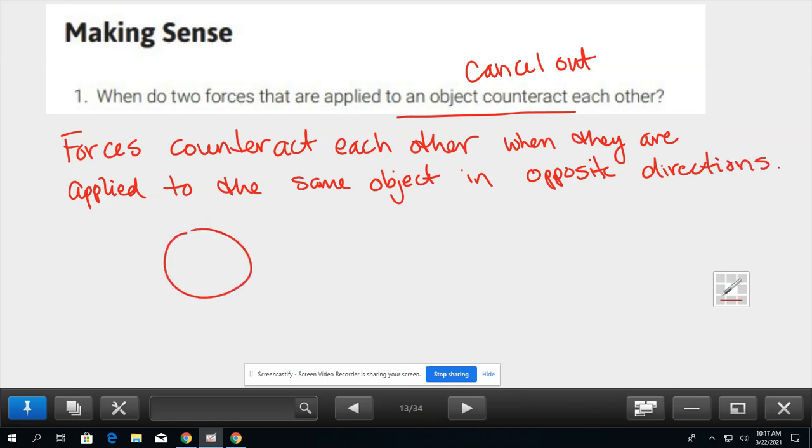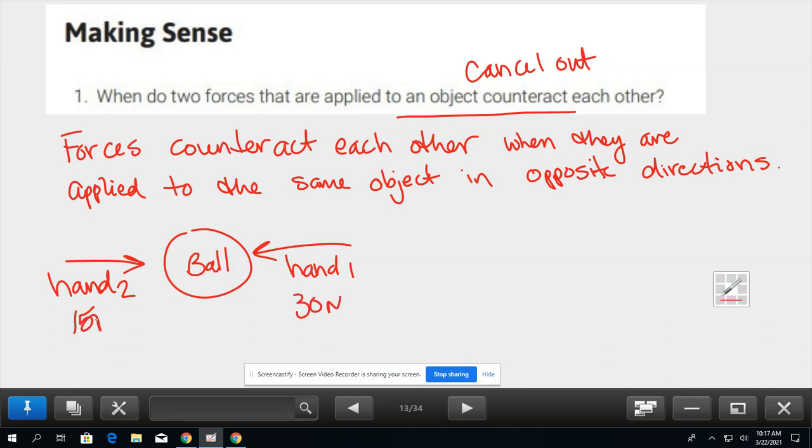Okay, so if I have an object like a ball, and I have a hand pushing in this direction, and I have a hand pushing in this direction, this hand is pushing at 30 newtons, but this hand is pushing at 15 newtons. I'm going to subtract the force. So 30 minus 15 is 15. The larger force wins, and this ball is going to move 15 newtons in that direction.